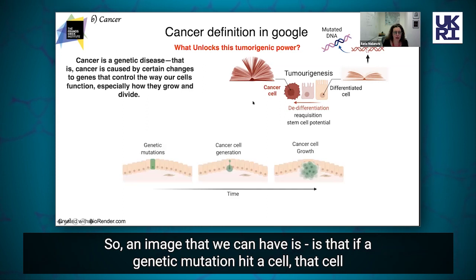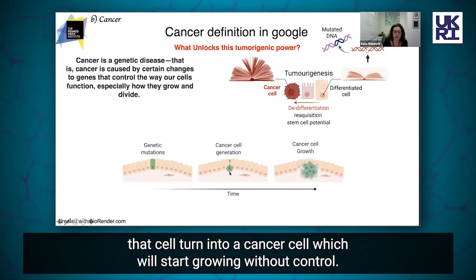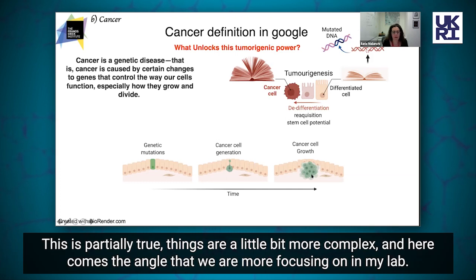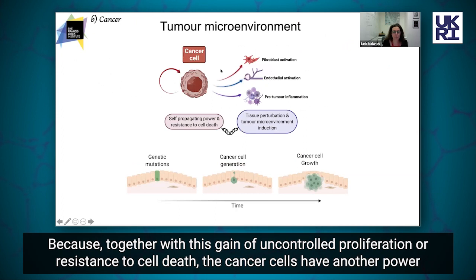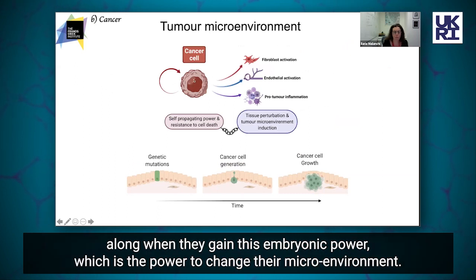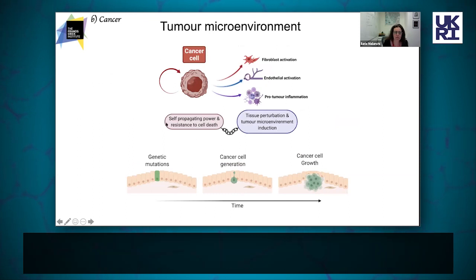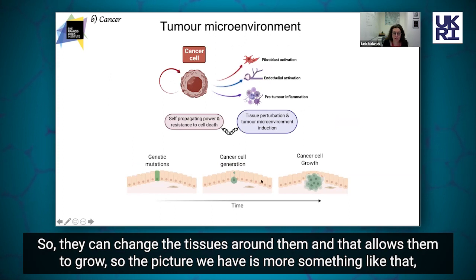So an image that we can have is that a genetic mutation will hit a cell, that cell will turn into a cancer cell, which will start growing without control. This is partially true. Things are a little bit more complex, and here comes the angle that we are more focusing on in my lab. Because together with this gain of uncontrolled proliferation and resistance to cell death, the cancer cells have another power along with this embryonic power, which is the power to change their microenvironment. So they can change the tissues around them, and that allows them to grow.